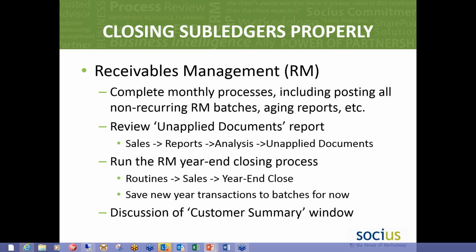You print your aging reports and anything else that you do on a regular cycle. You also review your unapplied documents report, and you can get to that report specifically by going to Sales, Reports, Analysis, and Unapplied Documents. And then you run the Receivables Management Year-End Closing process. And to get to that, you simply go to Routine, Sales, and Year-End Close.